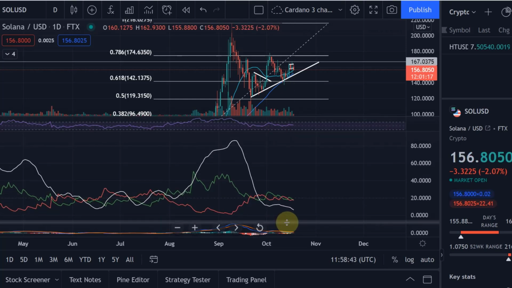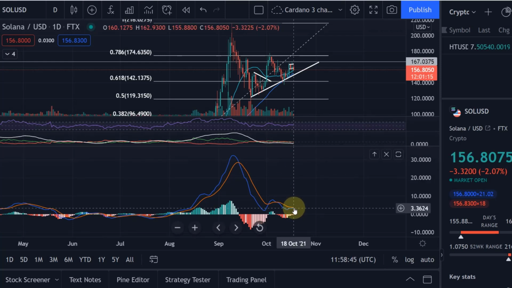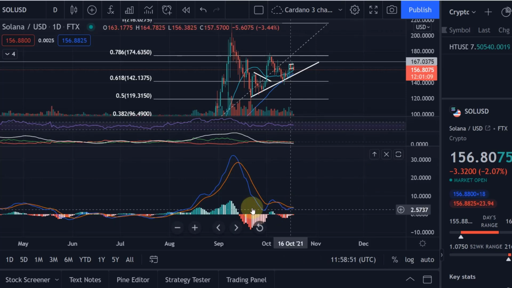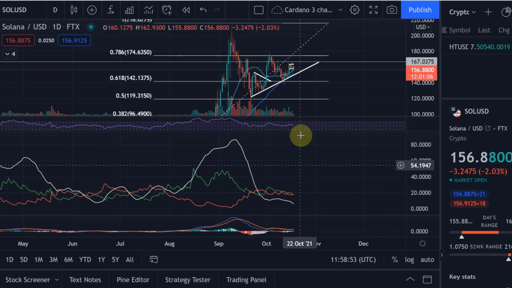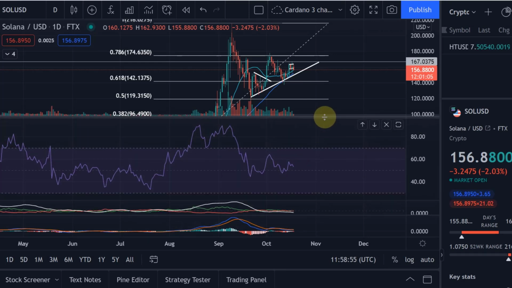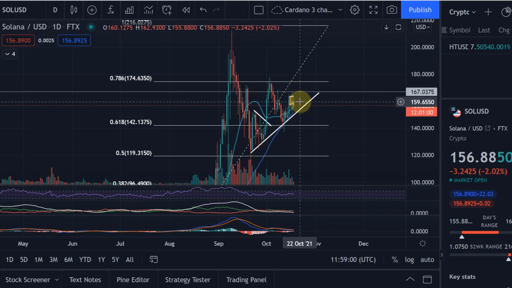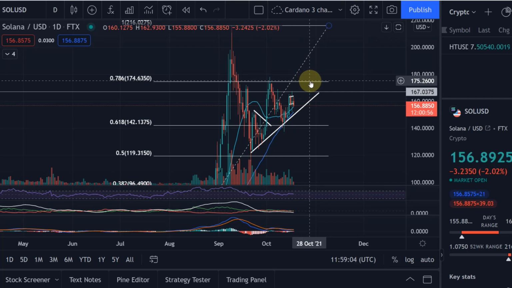On the MACD, we are due a bullish crossover here very soon, I think, so that might be a bit of a buy signal, but it might take a few more days to really get that done. So pretty much okay for Solana. Don't expect any major moves very soon, but in the next few days, I think we're going to get closer to the $175 level, all provided that Bitcoin and Ethereum behave, of course.